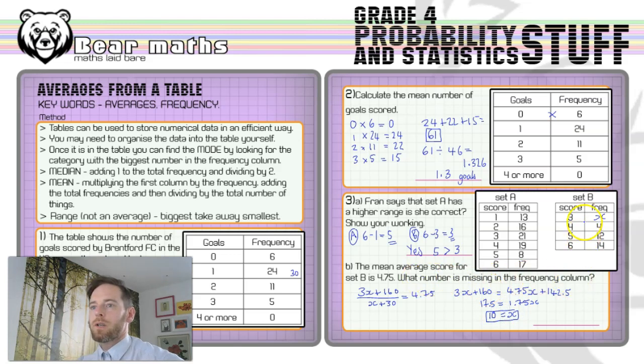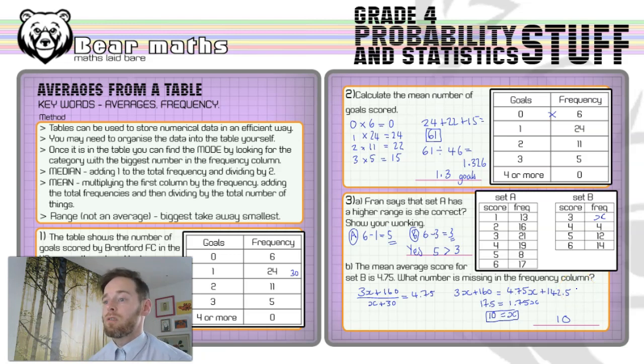What number is missing in the frequency column? It is the number 10. Now, you could do it another way. You could guess some numbers and see what works if you wanted to work it forwards. But this is a beautiful way of doing this question, isn't it? You're using algebra, you're using your forming and solving equations knowledge to get that answer.